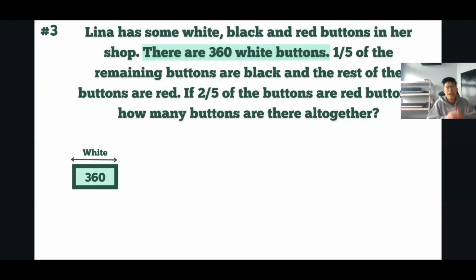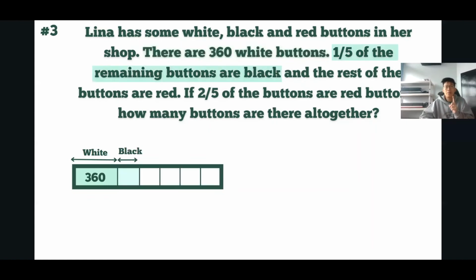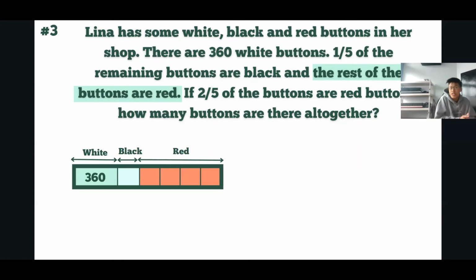So that's what I did. I drew just 360 white buttons, and I show that that is equals to white, and that is equals to 360. Now then they say 1/5 of the remaining buttons are black. So what I want to do is draw 5 units. I shade 1 unit, and that 1 unit is my black. And we continue reading the next sentence: and the rest of the buttons are red. That means I shade the rest of the buttons, and I show that the rest of the buttons are red.